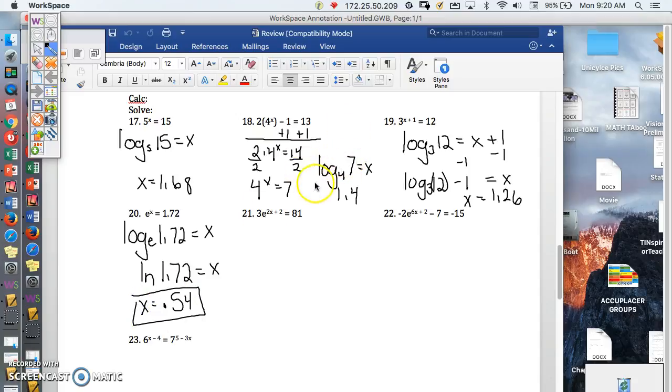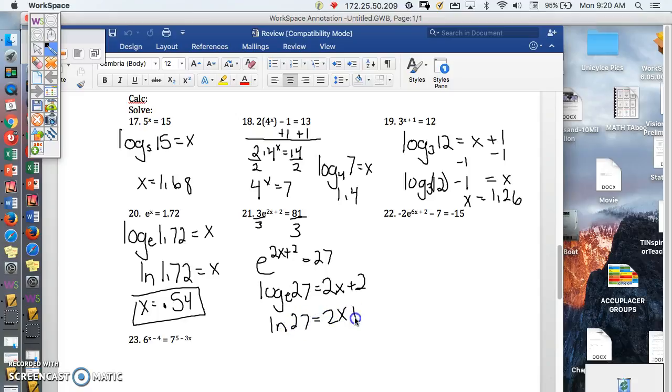So this next one, before we switch it to a log, we need to divide by 3 first. So e to the 2x plus 2 equals 27. So we have log base e of 27 equals 2x plus 2. So we have the natural log of 27 equals 2x plus 2. And now we solve for x. Subtract 2, equals 2x, and then we divide by 2. And this is another one, make sure that just that 27 is in parentheses.